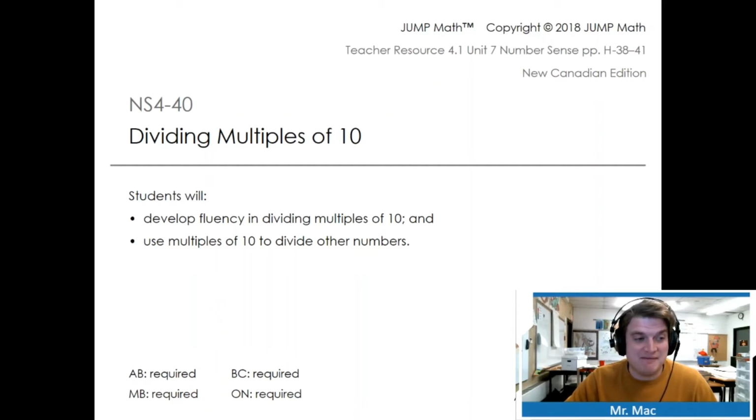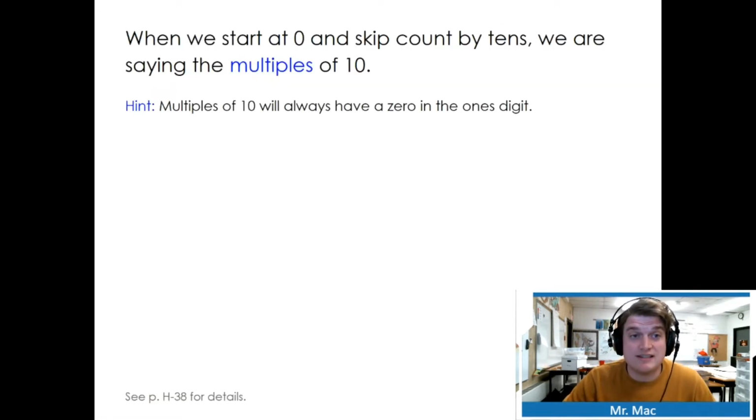Dividing multiples of 10. Today you're going to develop fluency in dividing multiples of 10, and you're going to use multiples of 10 to divide other numbers. When we start at 0 and skip count by tens, we are saying the multiples of 10: 0, 10, 20, 30, 40, 50. Multiples of 10 will always have a 0 in the ones digit.